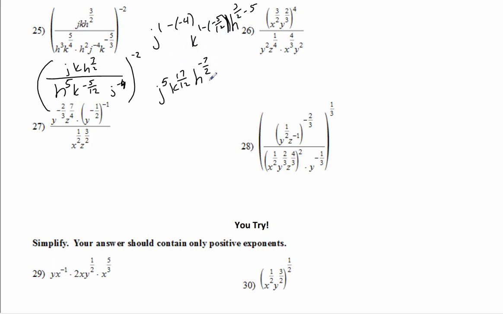So that is what I get when I do all my calculations for my j's, k's, and h's. I combine them, I get j to the 5th, k to the 17/12, h to the -7/2. Because that's a negative, I can place that in my denominator. So it's h to the +7/2, and that means that goes away.